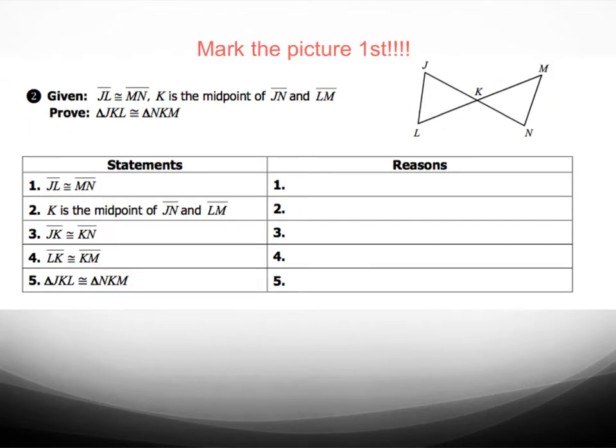So we definitely want to mark the picture first. So once I mark the picture, I can clearly see that JL is congruent to MN, K is the midpoint of JN and LM. So I was able to mark those two blue and these two black. Why? Because anytime we see the word midpoint, we know that something is equal. So let's get ready to fill in the proof.